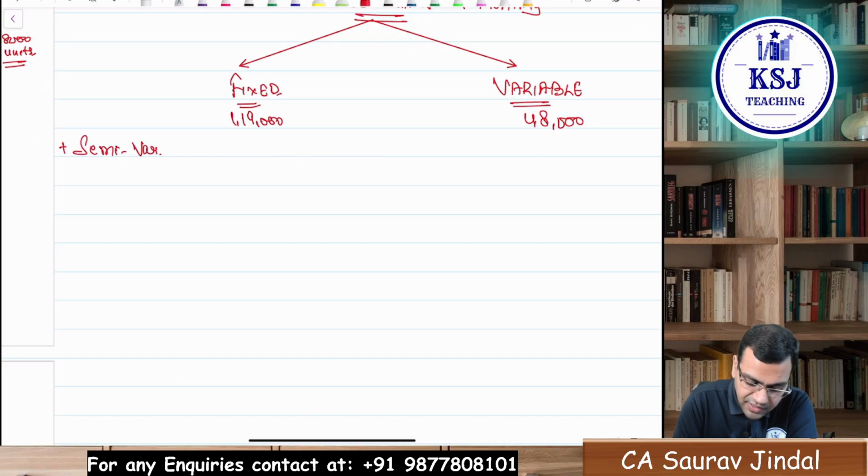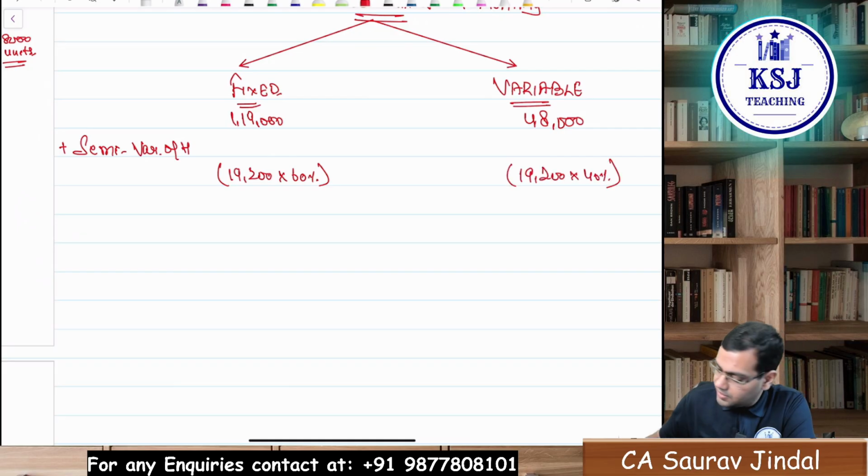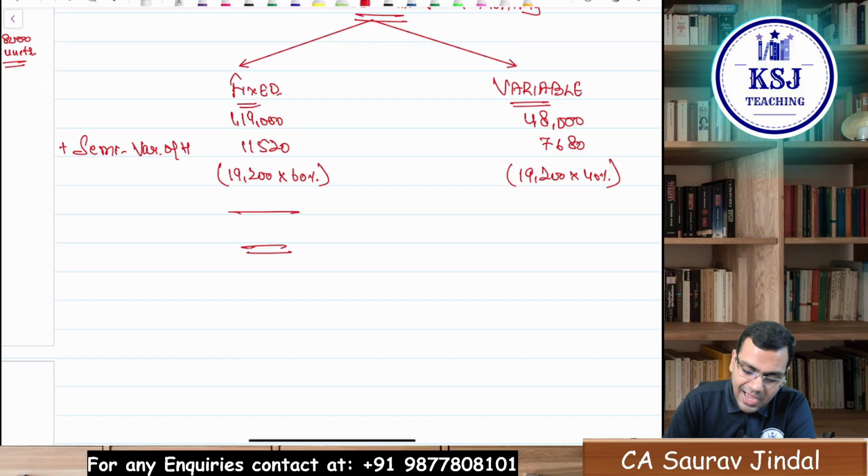Add semi-variable overheads, that is 19,200. 60% of it will go to the fixed overheads and 40% will go to the variable. So 19,200, 60%, that is 11,520, right? And the remaining is 7,680. So what is your total actual overheads?